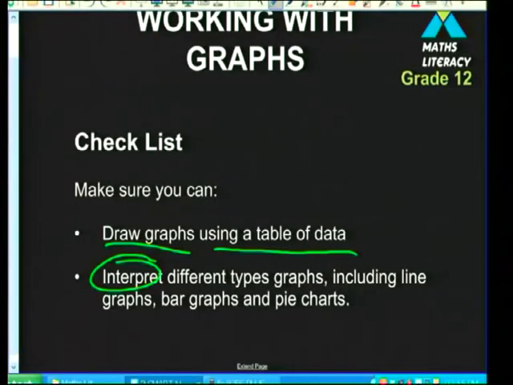So we've got to be able to interpret. And what type of graphs? Well, there are all kinds. You've got to know how to do line graphs. You've got to be able to understand bar graphs and pie charts. And pie charts and bar graphs normally come under the whole section of statistics. All right? But remember, we are allowed to mingle a bit of graph work, a bit of stats, a bit of finance, and come up with a whole final question, mixing everything up.